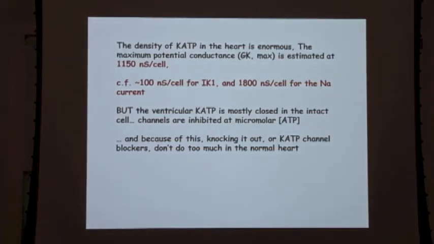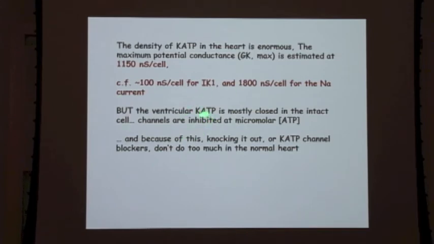What's going on in the heart? I may not have time to go through it all, but I'll come back to this one point. The density of KATP in the heart is, in most animals, enormous. And this is from rat. This was our calculation. It's bigger than the sodium current. It can be enough to shorten the action potential to nothing and even stop the heart.